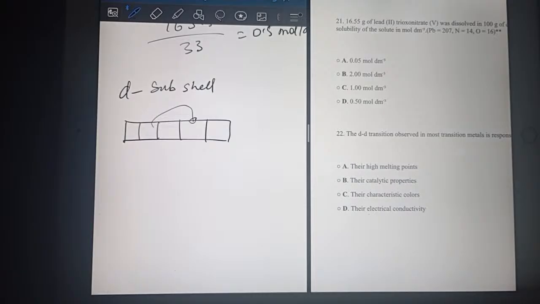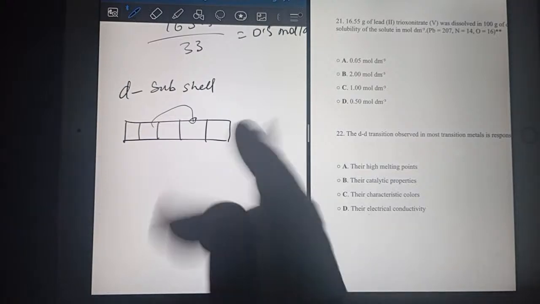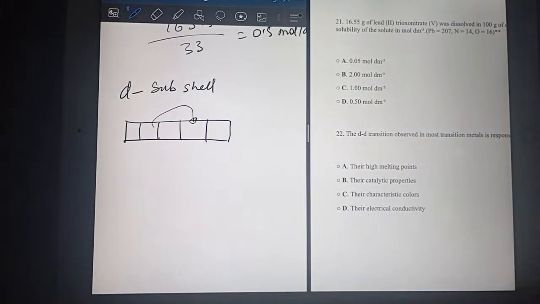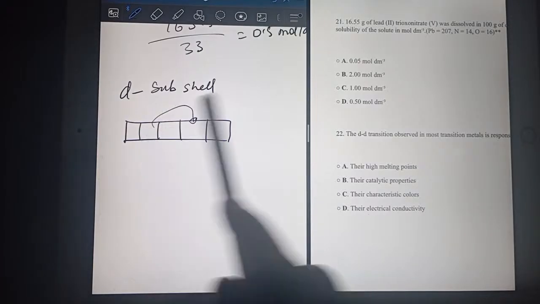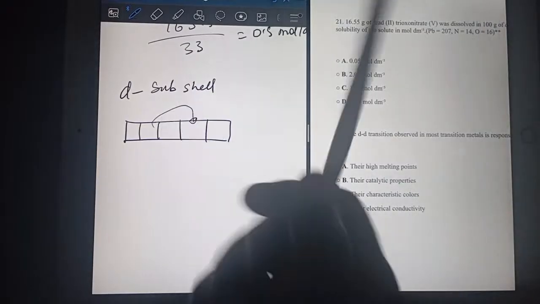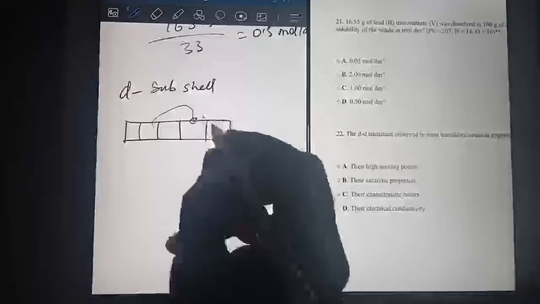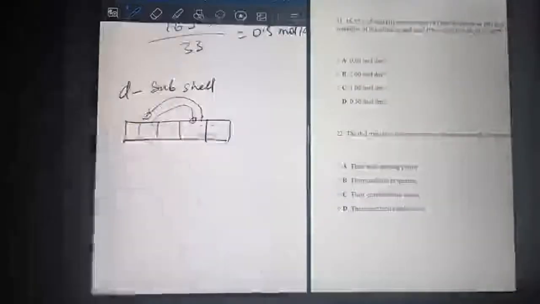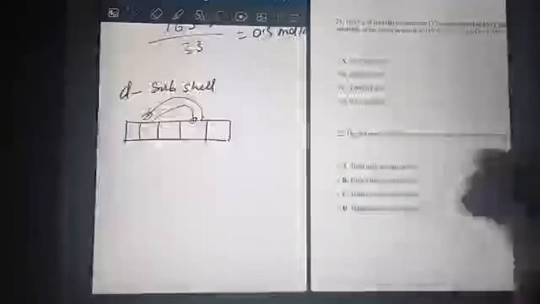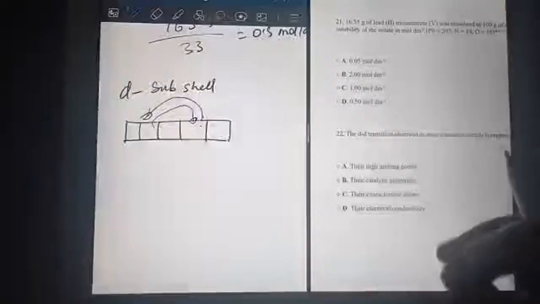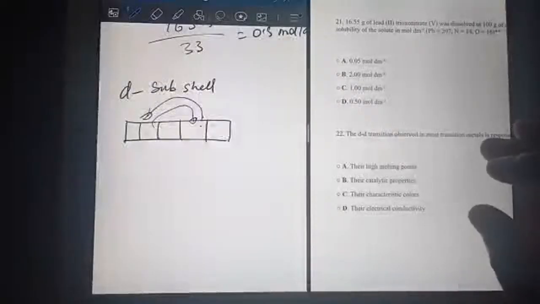I don't know if you know about spectral line emission. Whenever an electron changes its position, either going down or going up, it either absorbs or loses energy. If you move from higher to lower, you emit energy. Do you get that now? That's spectral line emission. But to go from lower to higher, you have to absorb. So when there is d-to-d transition, if the electron that is upper here goes down to occupy this place, there will be emission of some kind of energy, which has a certain wavelength. So the correct answer to number 22 is C.